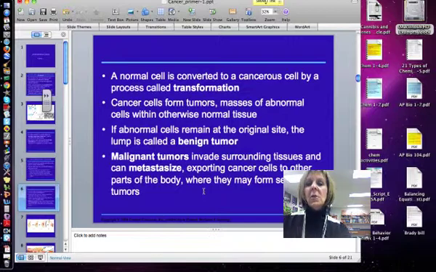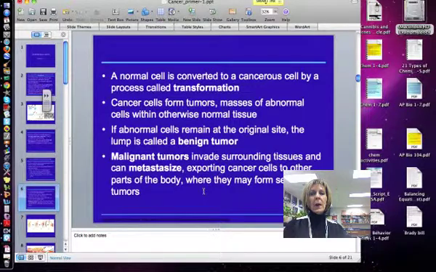Cancer cells are going to form tumors and masses of abnormal cells that are within other normal tissue. The problem they cause is a little bit like weeds. If you were trying to grow a plant and you had a bunch of weeds around that plant, the weeds are going to get the sunlight, the nutrients, and the water, and they basically starve the plant that you're trying to grow.